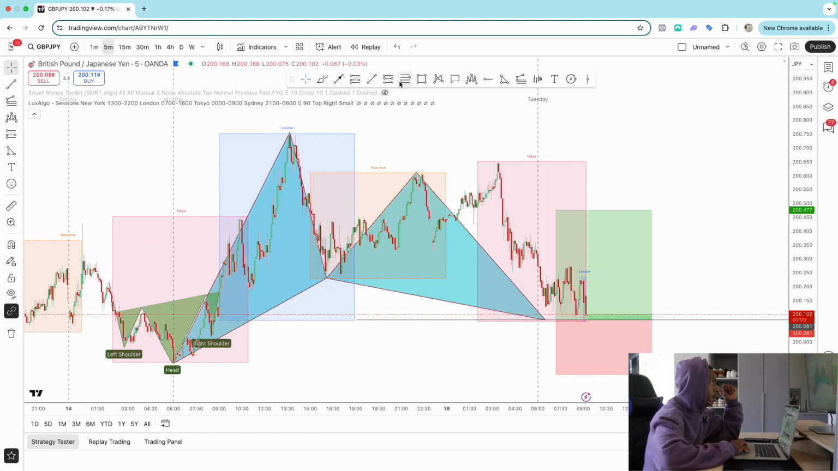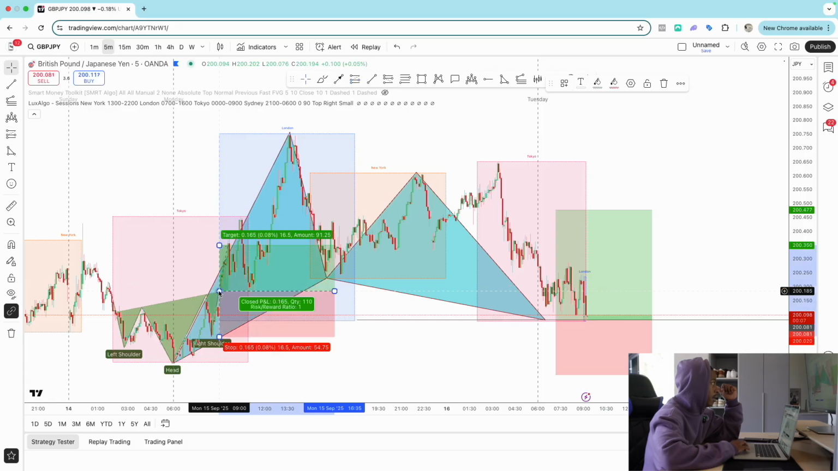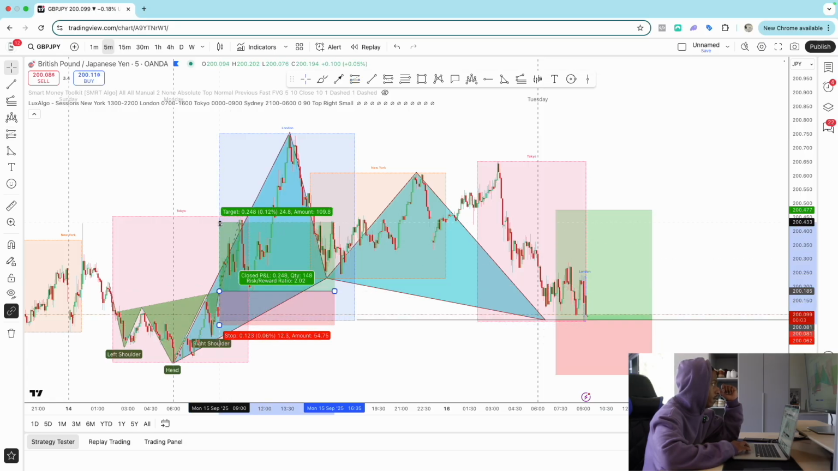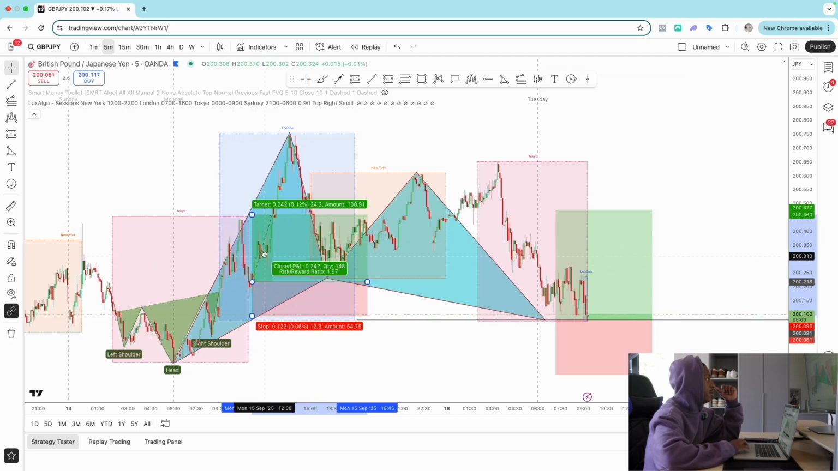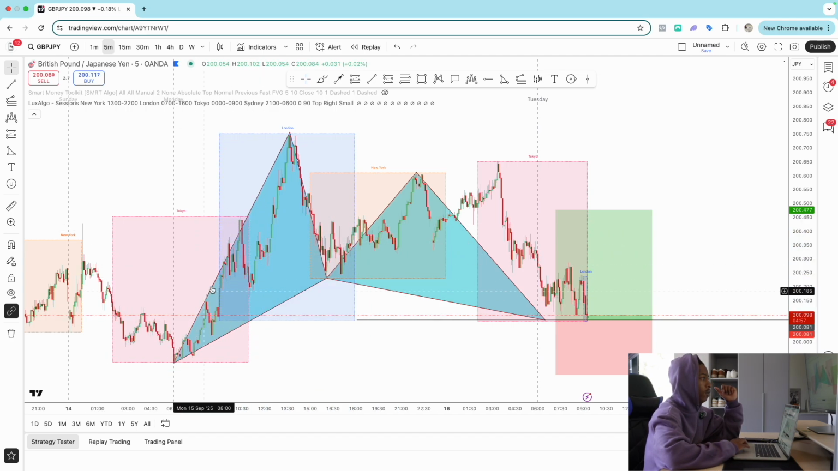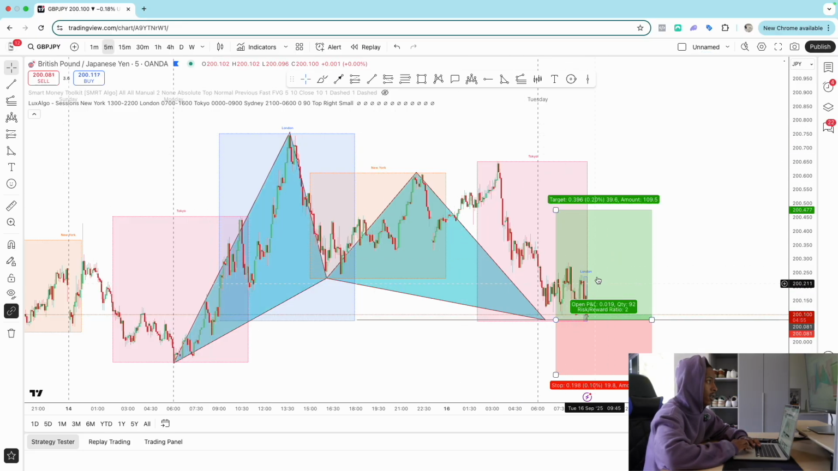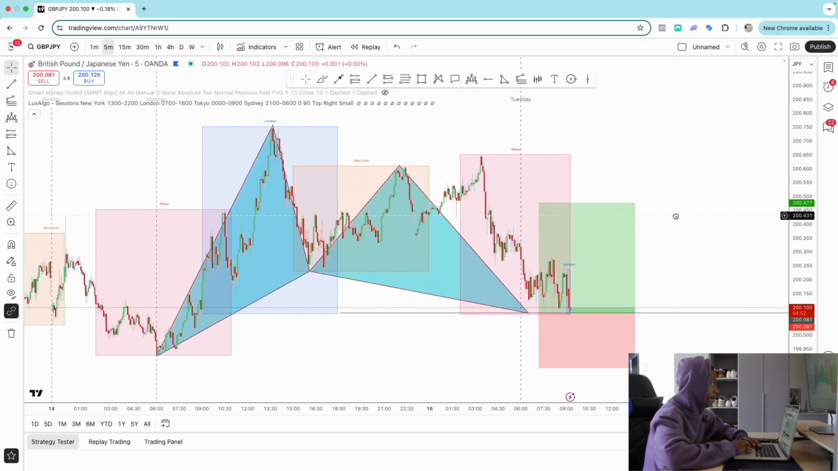So even if you bought this head and shoulders at the break, stop loss maybe just below here, risk reward 1:2 or something, it still would have gone well. Even if you bought the retracement, it still would have gone well. But we're just trying to see, when it comes to the London session, how price is moving.